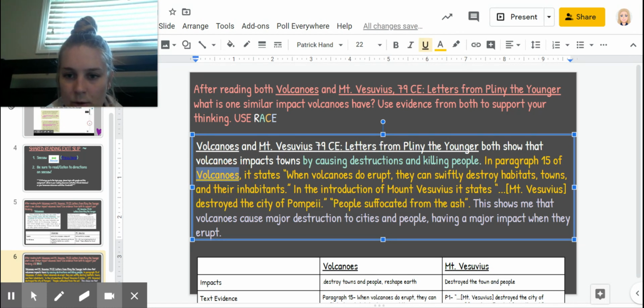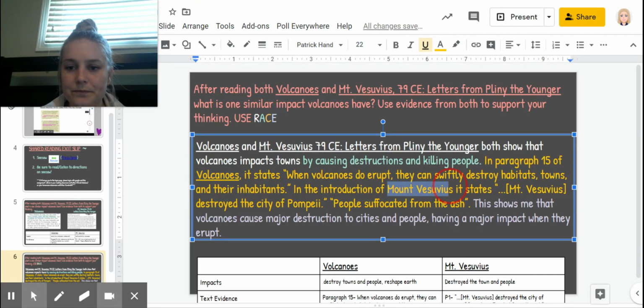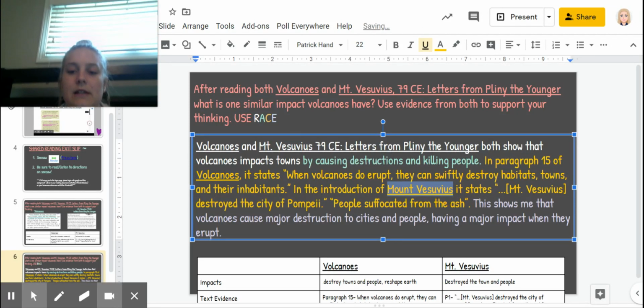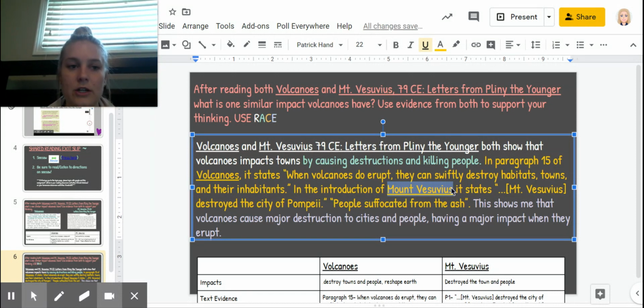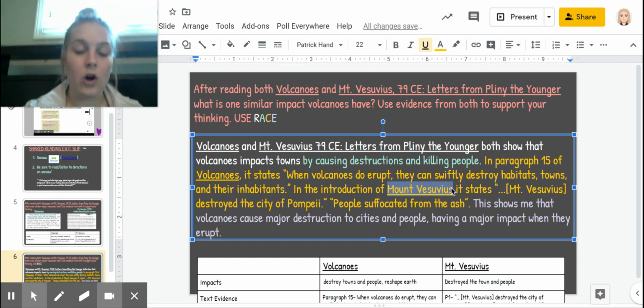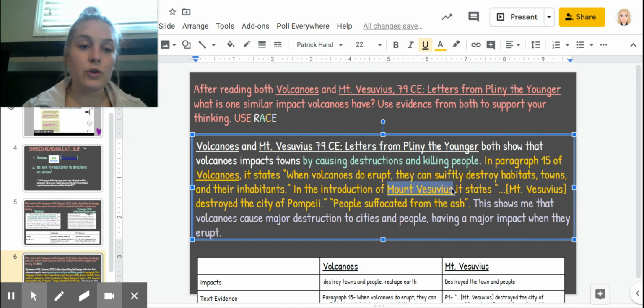So boys and girls, as I'm doing this, I'm going to wrap up today's lesson. Today we did use RACE. We restated the question. We answered the question. We cited our evidence and we gave an explanation. In order to answer this question completely, please make sure that when you respond to your Seesaw activity, you tell me what RACE stands for.